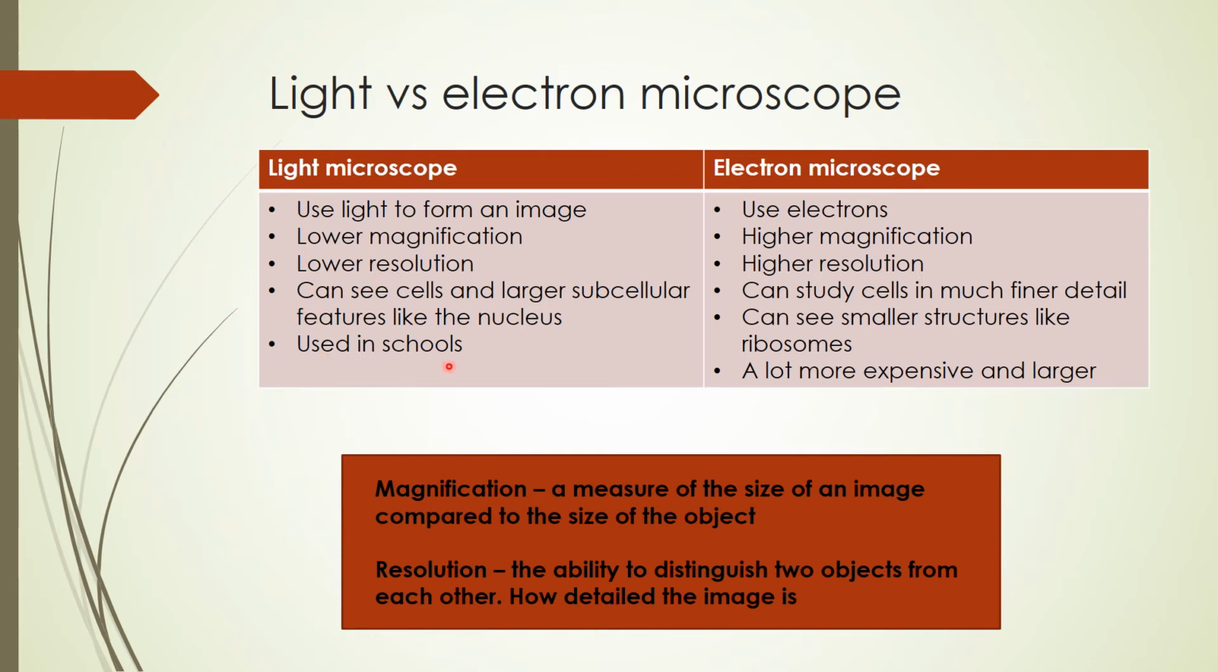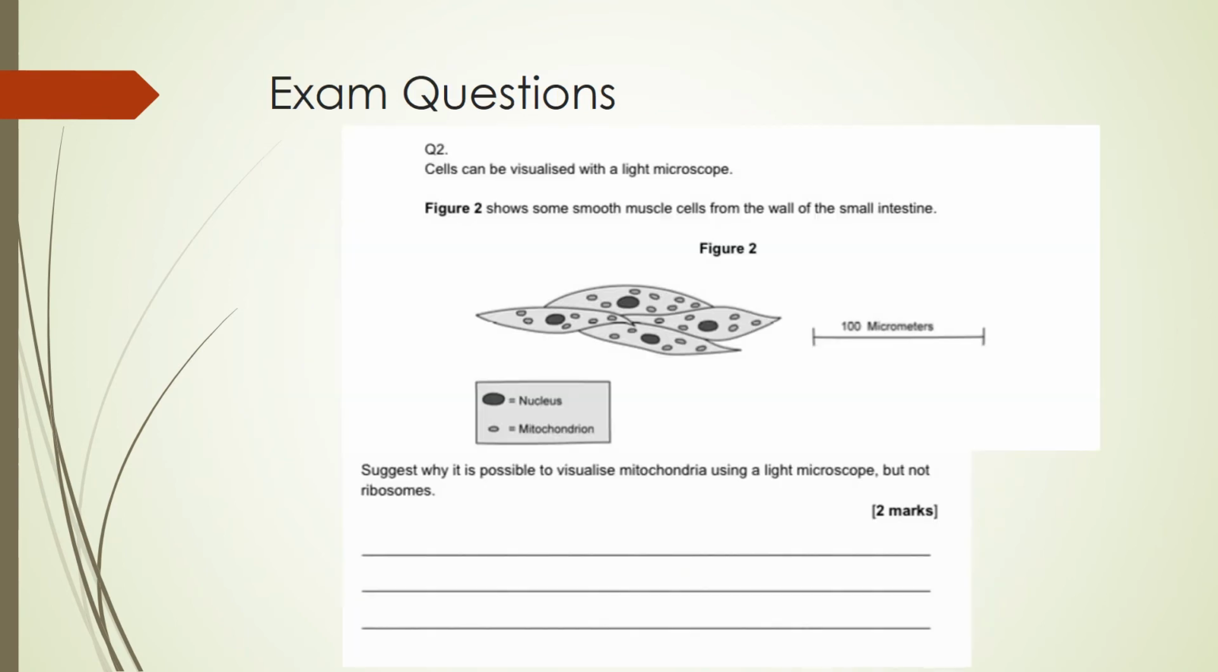Light microscopes are the ones used in schools, but electron microscopes are a lot more expensive and larger than light microscopes. So we're going to look at some exam questions. We'll just look at the first one.